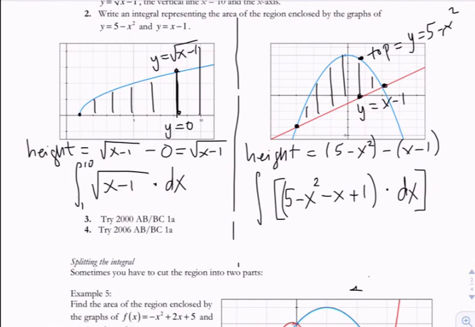Sometimes you'll have to solve a system of equations to find those intersection points. I'm not going to worry about that right now. The intersection is actually at x equals negative 3 and at x equals 2. So that's how you set them up. We'll do 2 more examples.